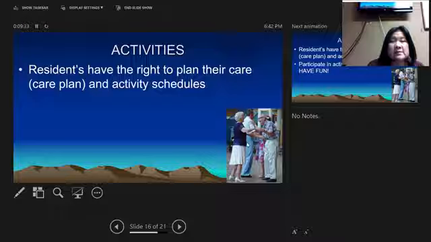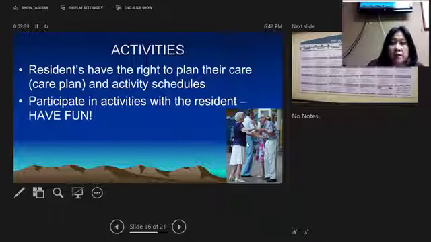Residents have the right to plan their own care plan, their own activity schedule. They have the right to refuse to go, and they have the right to participate as long as they know what's going on. There's going to be a calendar in every room and on the wall that tells them what is available. And you can offer them what is available to see if there's something that they may like to come to. You can participate in activities with the residents.